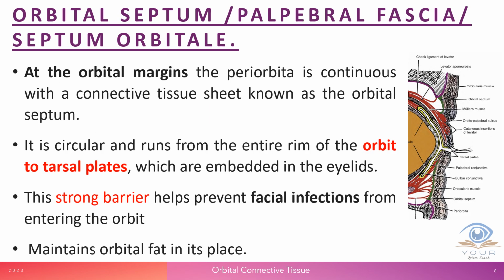The next component that we'll be discussing is the orbital septum, also known as the palpebral fascia or septum orbitale. Now at the orbital margins, the periorbita is continuous with the connective tissue sheet known as the orbital septum. So this is the periorbita, which is covering the bones, and this green thing is the orbital septum. It is circular and runs from the entire rim of the orbit to the tarsal plates, which are embedded in the eyelids. This is a strong barrier that helps prevent facial infections from entering the orbit. It also maintains orbital fat in its place.